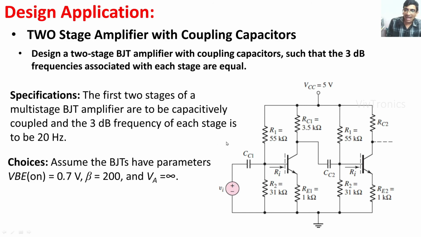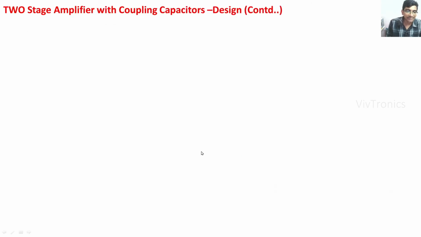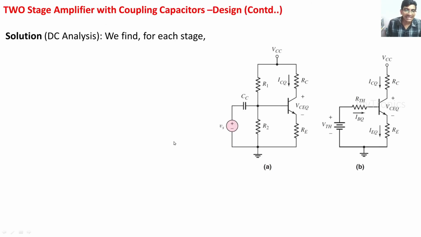The design choices I am assuming here are VBE on, which is 0.7 volts, because I am assuming these two transistors are silicon transistors, and beta for each transistor is 200, and the Early voltage is infinity. Now we are going to do the DC analysis for each stage. This is the DC analysis equivalent circuit. Here I am assuming that ICQ is the DC collector current and IBQ is the DC base current.